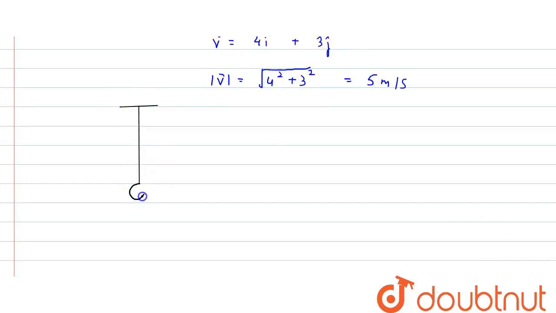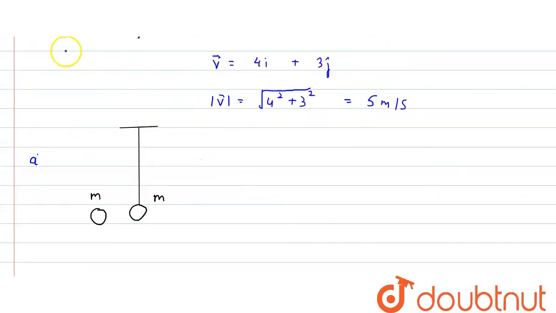Okay, and this is a mass which is striking. This mass is m, this mass is also m. Now it is coming at A with a velocity of magnitude 5 meter per second. This is our A part. Already we are doing the A part, so we just need to find the value of the velocity.